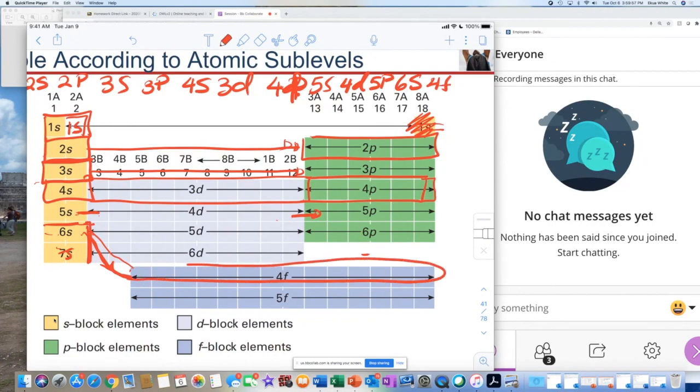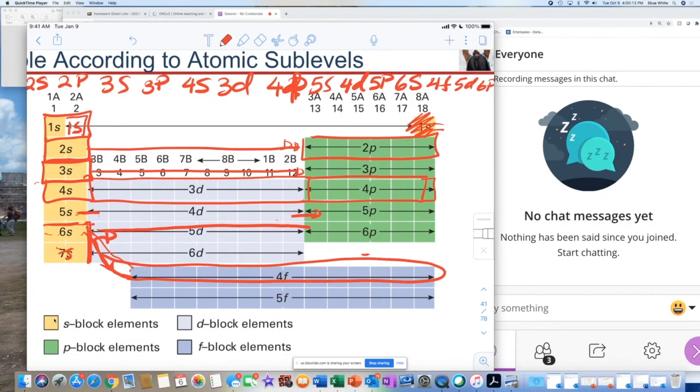Come back, come back, come back to this. So what comes next? 5D. 5D. Then you keep going, keep going, keep going to this region right here, and then we're back to 6P. Very good. So essentially, that's what we're going to be doing with the sublevels, right?